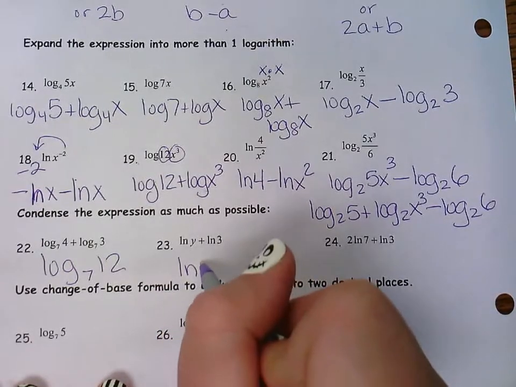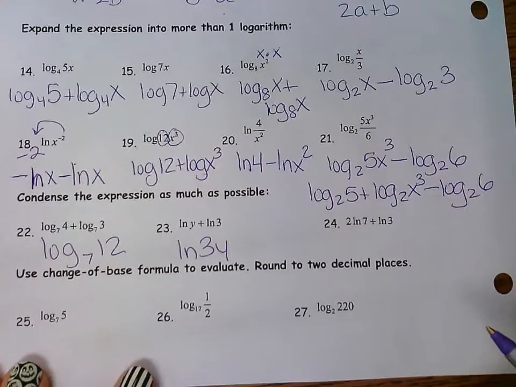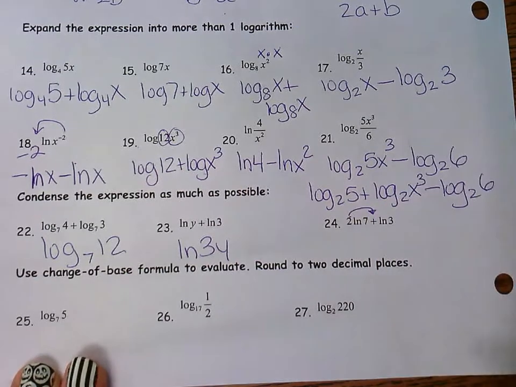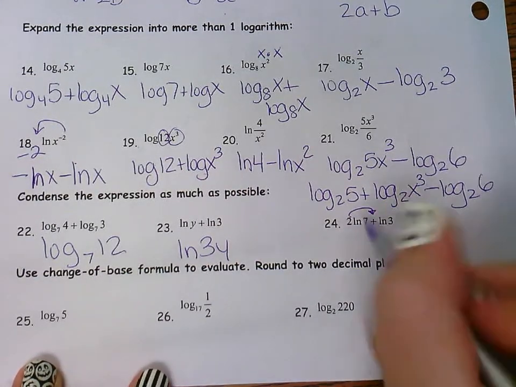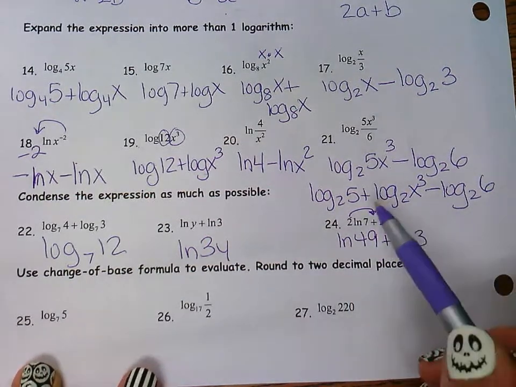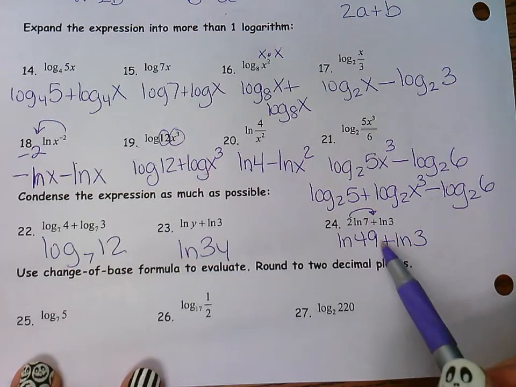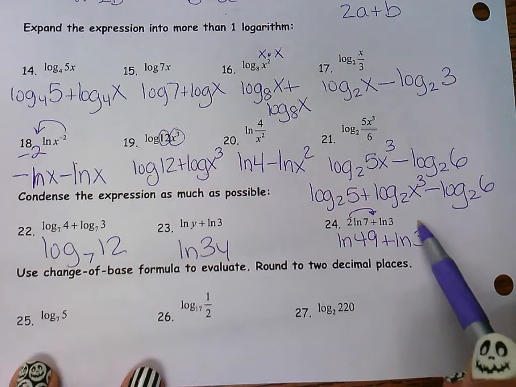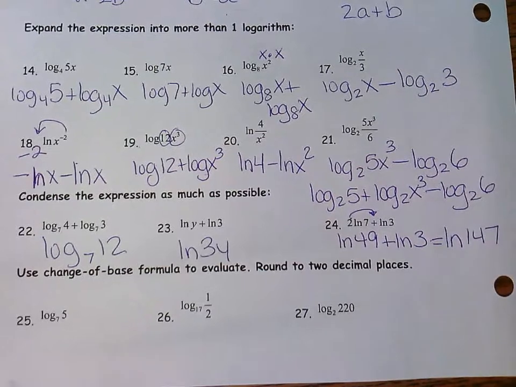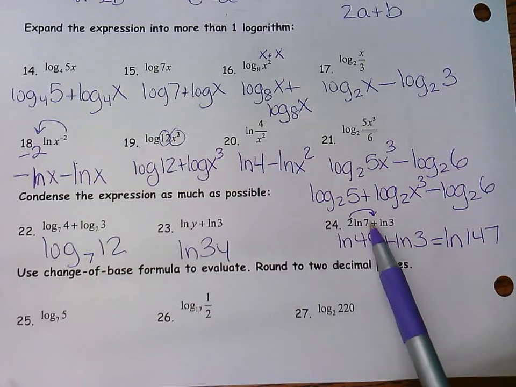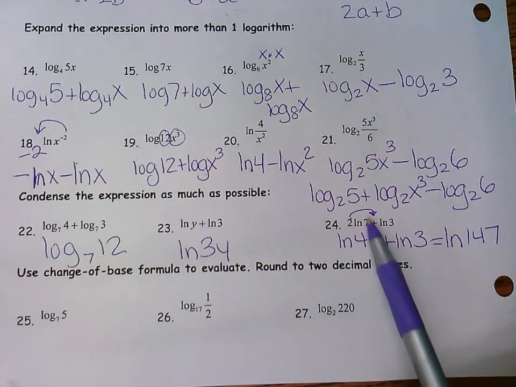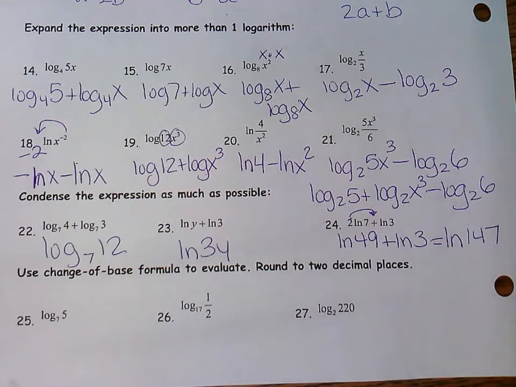23 would just be natural log of 3y, or y times 3, right? And then on number 24, before you combine these terms, you have to bring the 2 up into the power. So this is actually the natural log of 49 plus the natural log of 3, because 7 squared is 49. Then you can multiply 49 times 3. So your final answer would be the natural log of, is that 147, I think? Does that kind of make sense? So before you do 7 times 3 and get 21, you really need to bring that coefficient up into the 7 and then combine the 2 logs.